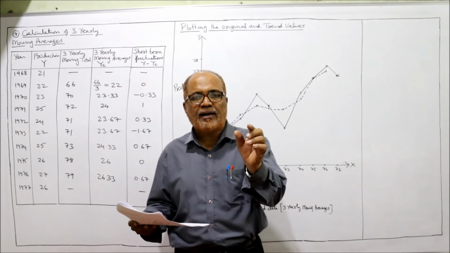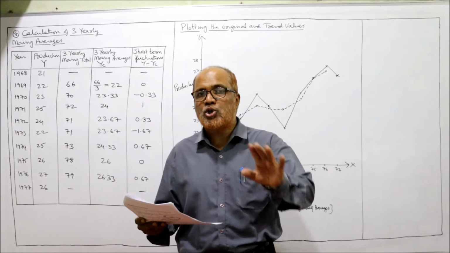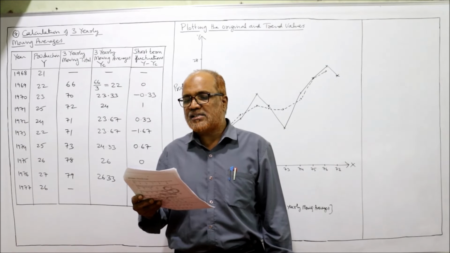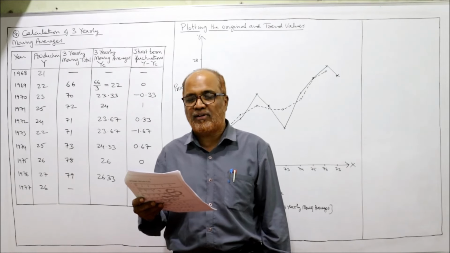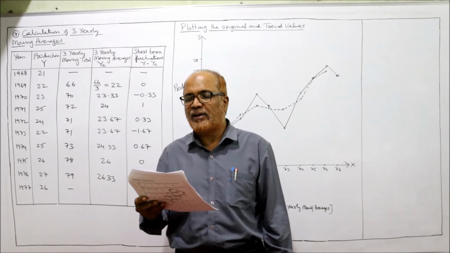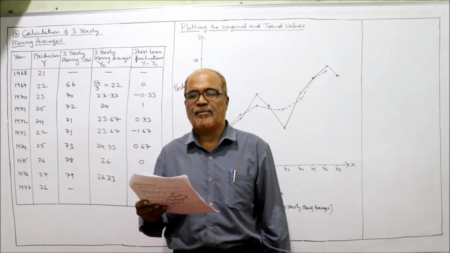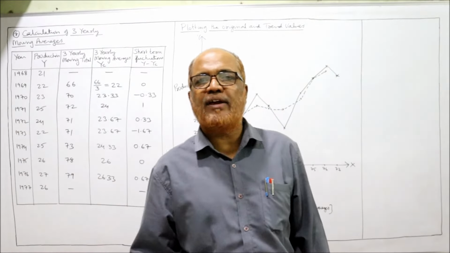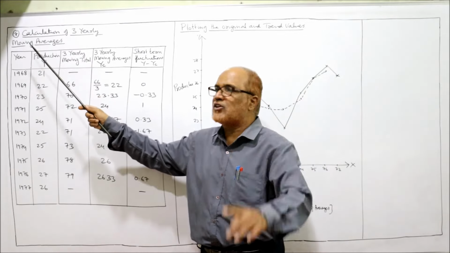So after calculating the moving averages, we have to draw the trend line on the graph paper, original data and the trend values. Years 1968, 69, 70 up to 1977. So 10 years of data is given regarding production. The production values are 21, 22, 23, 25 like that, up to the last ones 27, 26, 27. So first of all, we have to calculate the 3 yearly moving average, just like the previous problem.